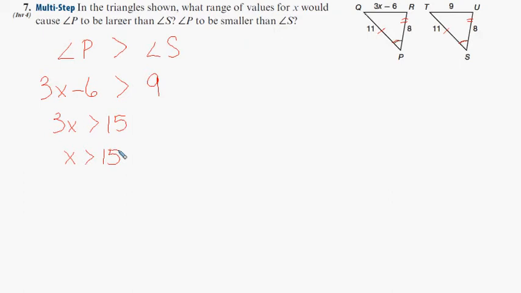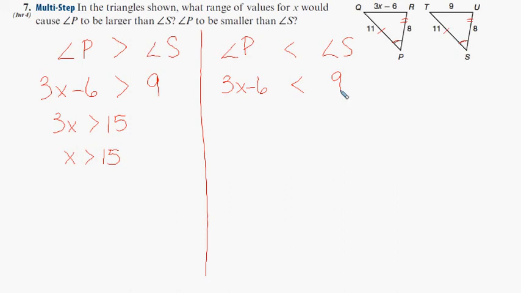But what about if angle P is smaller than angle S? Well, there's another scenario. This time we'll state that 3x minus 6, the side opposite angle P, will have to be less than 9. Again, when we solve, you'll see rather quickly that x is going to, this time, just be less than 5. But can x just be less than 5? Because that would imply that we could have a negative value for x, and that might not be the case. A side length has to have a dimension greater than 0.